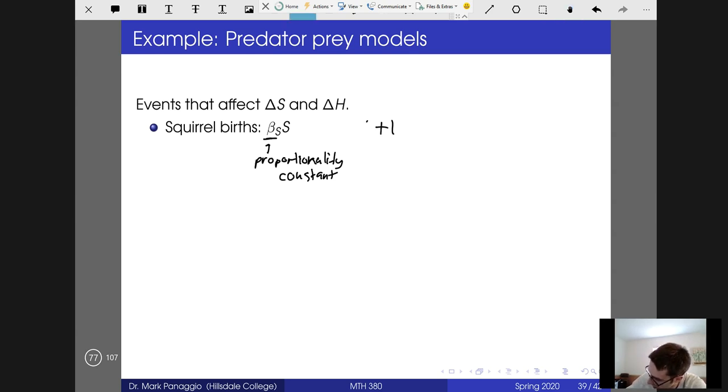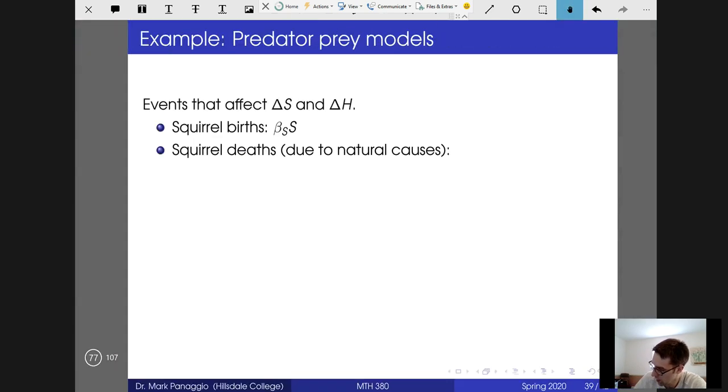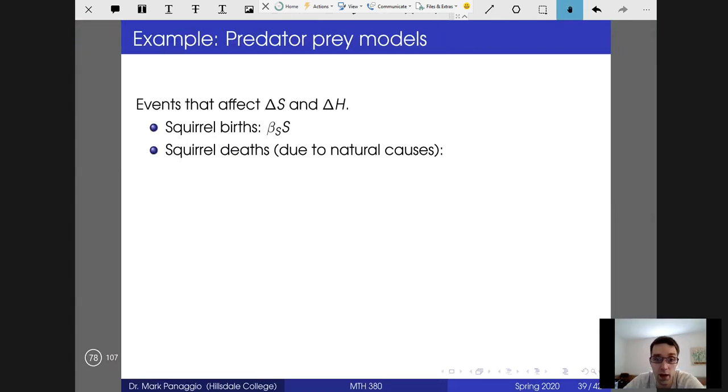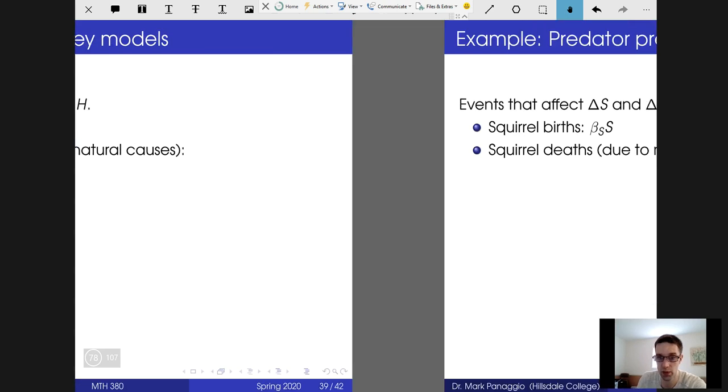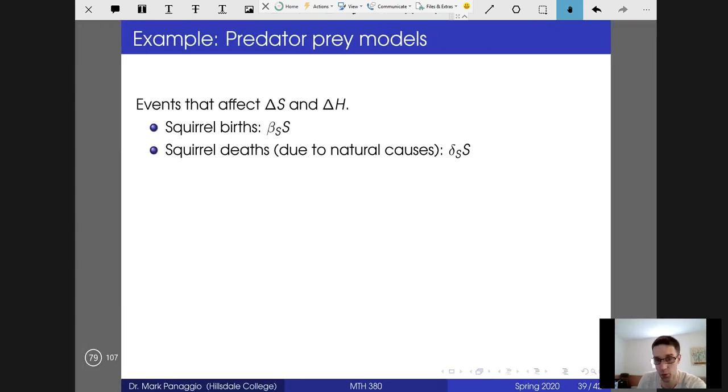All right, so squirrel births is one way that the population could change, and that would obviously increase S by 1. We could also have squirrels die, and they could die due to natural causes, or they could die due to predation. In terms of natural causes, you would expect that to not be affected at all by the hawk population, but the more squirrels you have, the more likely that a squirrel will die. And so the number of squirrel deaths should be proportional to the squirrel population. And so again, we'll have a proportionality constant delta S for the death rate.